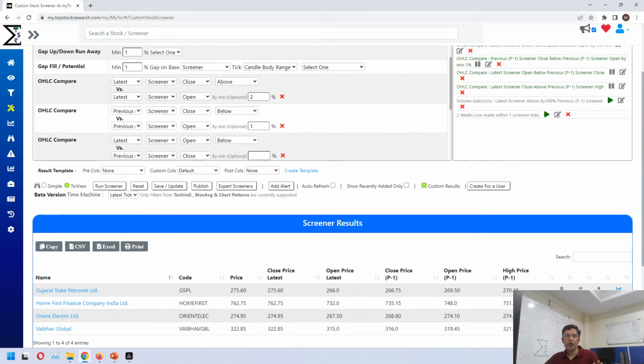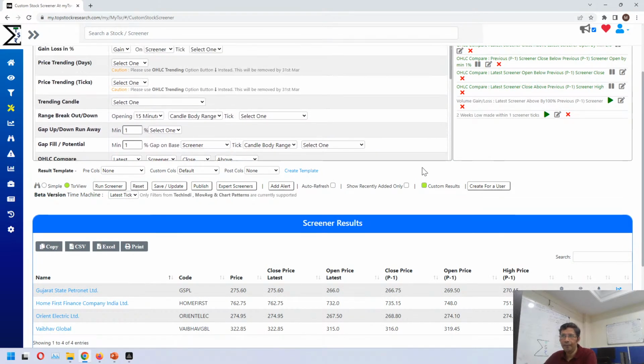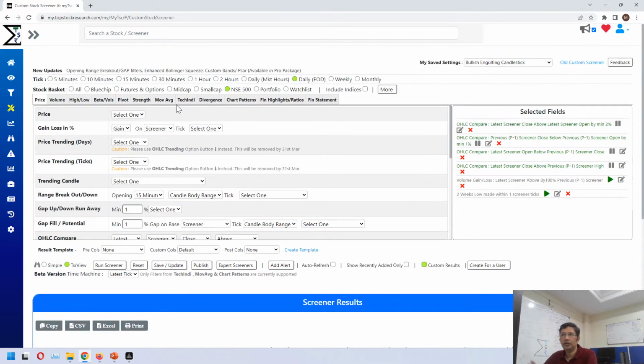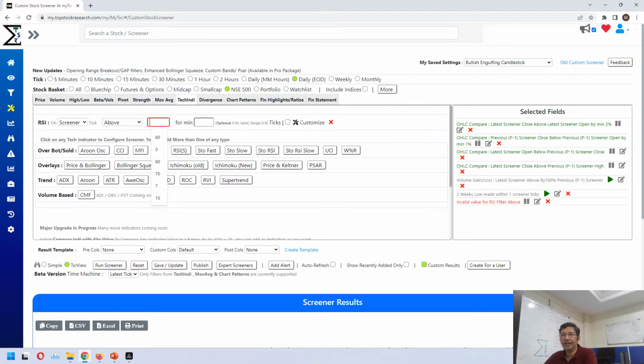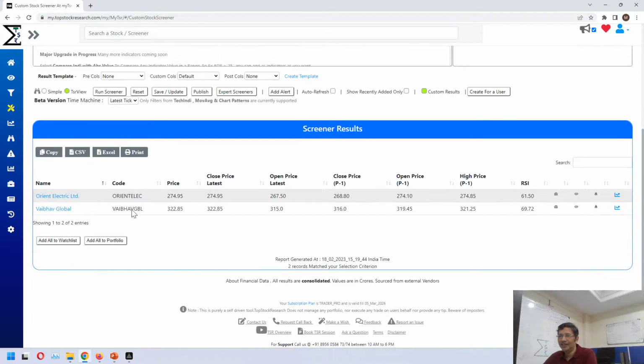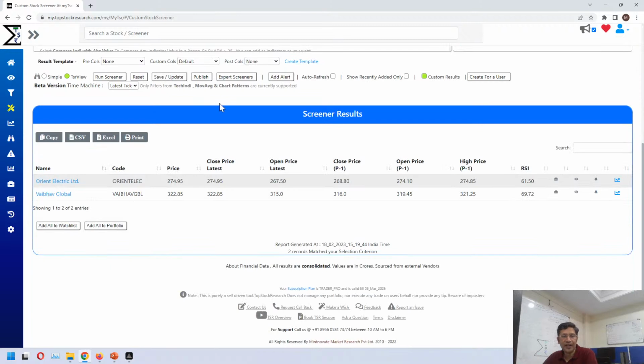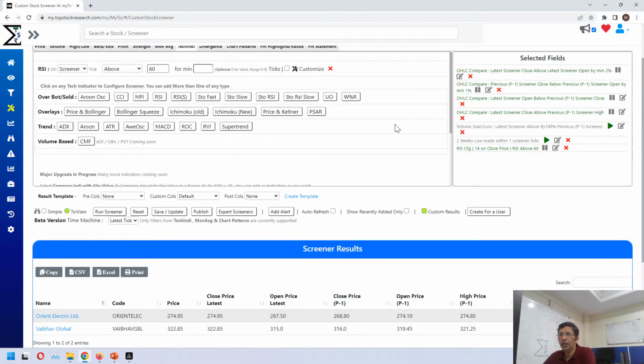So this way, you can mix and match, you can create your own candlestick pattern, mix and match with other things. You can also go and add maybe, let's say, RSI. For example, you can add RSI greater than, let's say, 60. Look at this. This is how you can incrementally build your own pattern. So very, very powerful to build.